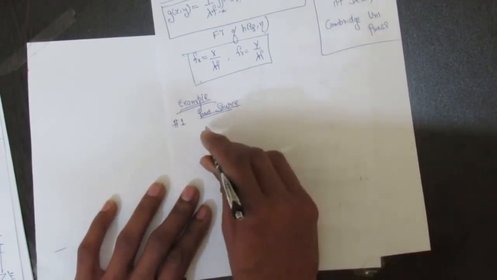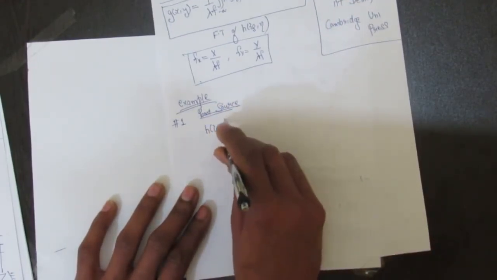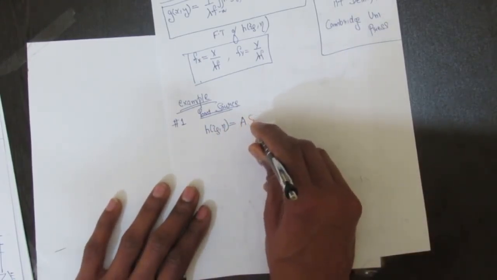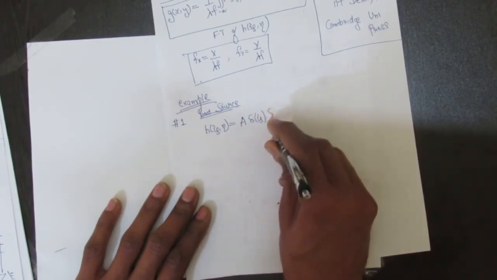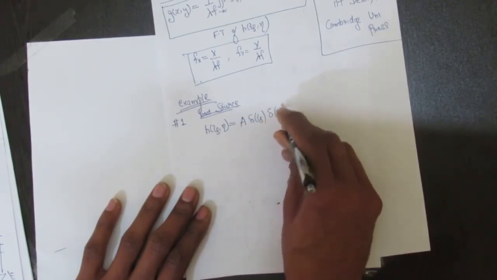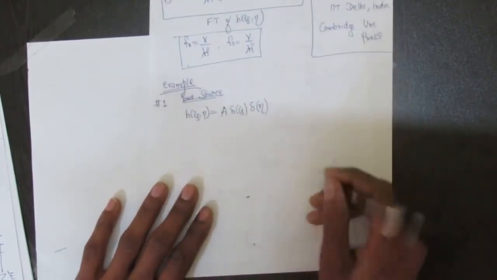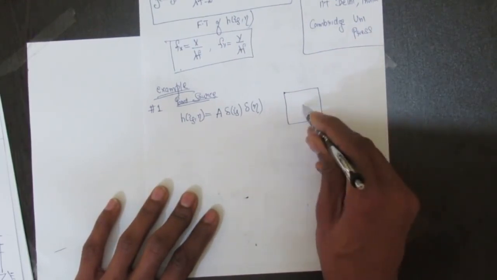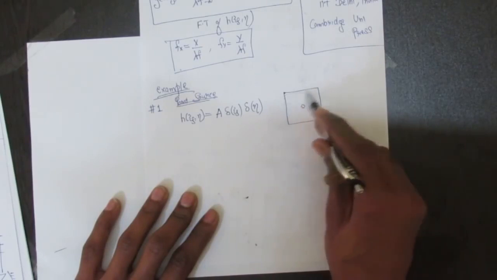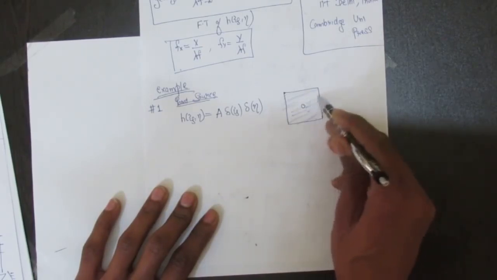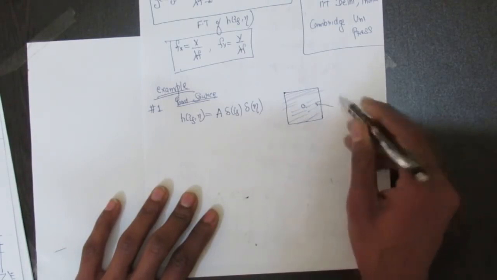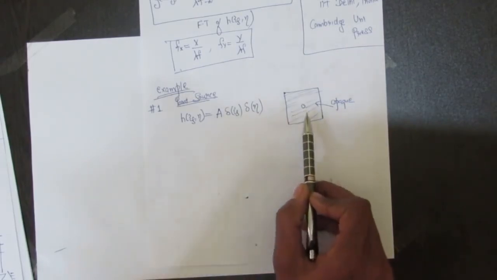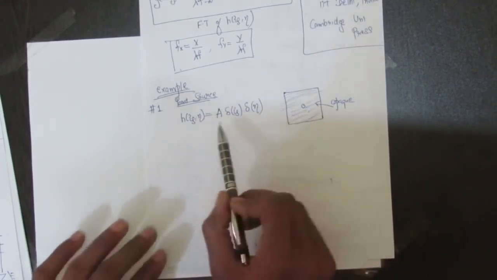So how can you write the equation of a point source, h of zeta, eta? You can write it as A, some amplitude, times a delta function of zeta centered around 0, times a delta function of eta centered around 0. So this will represent a point source. Physically, you have a transparent sheet with a small hole in between, and you have black everywhere. Okay, so this is opaque. This constant A will determine the size of this hole. So this is the point source.